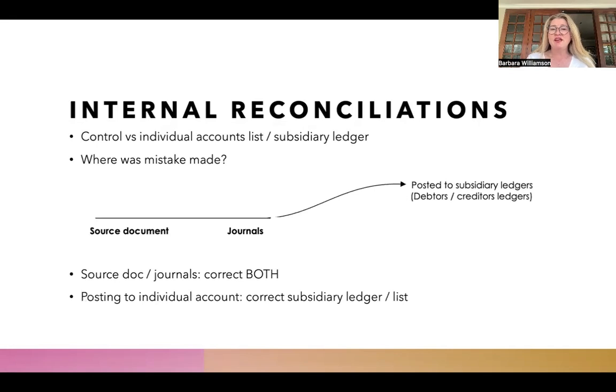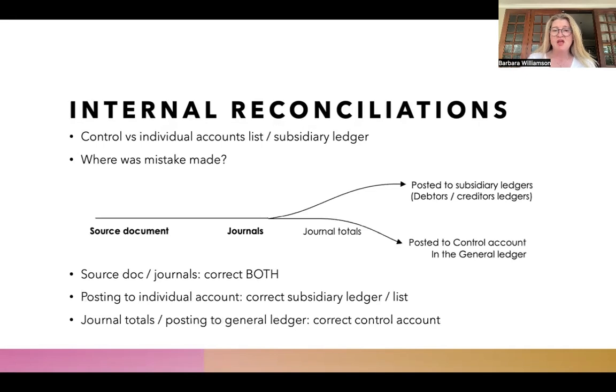If, however, the error took place only in posting to the debtors or creditors ledger, then you would only need to correct your list of debtors or creditors or in the individual accounts of the debtors or creditors ledger. If the mistake was made in totaling the journals or posting to the control account, you only need to fix the control account. Note that the journal totals only go to the control account because the subsidiary ledgers are usually posted daily as each transaction takes place.